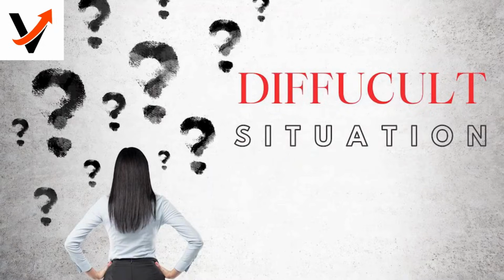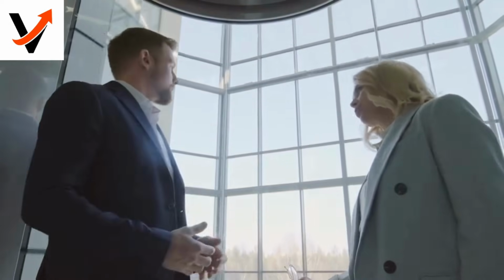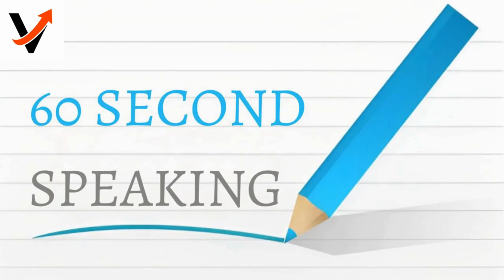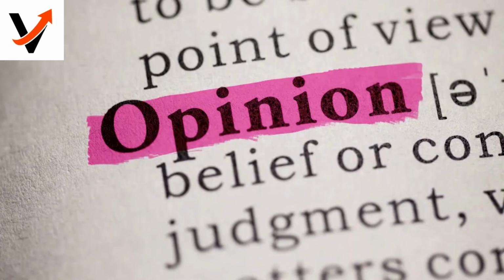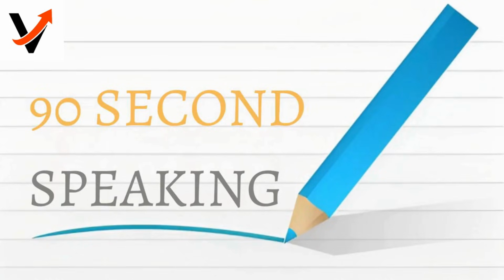Task 6 is all about dealing with a difficult situation. Total number of questions will be 1 and you have to explain a decision to a friend or family member. Preparation time will be 60 seconds and speaking time will be 60 seconds. Task 7 is all about expressing opinions. Again, you have to explain why you agree or disagree with a statement. Preparation time will be 30 seconds and speaking time will be 90 seconds.